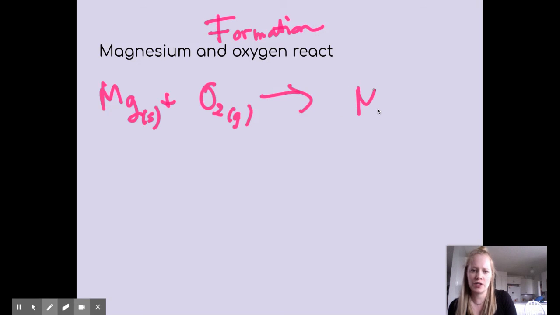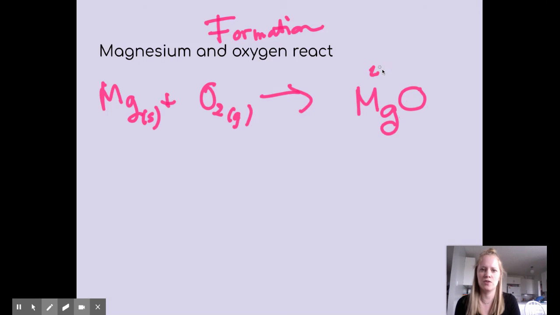Okay, so formation reaction means that I'm going to get one compound. They're going to mush together. So Mg and O, the numbers are strictly based on charges. Magnesium has a charge of 2 positive, oxygen has a charge of 2 negative, so therefore this is a balanced compound. And get rid of that, that's just my thinking.